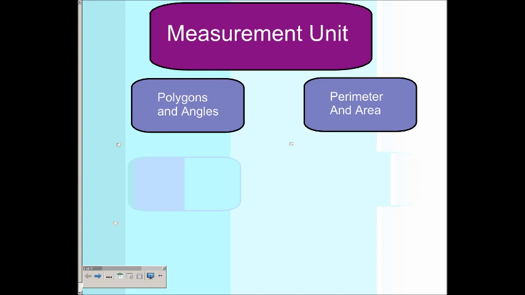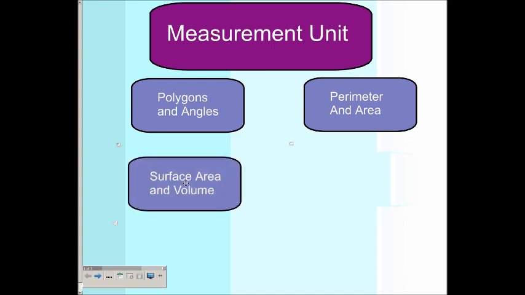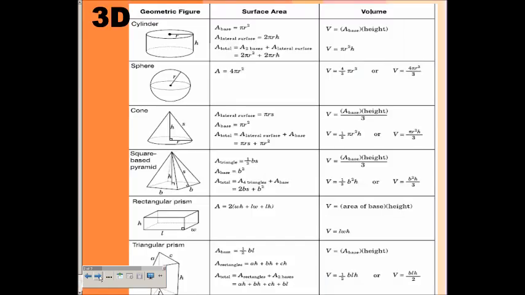We've already looked at polygons and angles, perimeter and area, and tonight we're going to look at the surface area and volumes of three-dimensional shapes. Just as a reminder, I want to show you the formula sheet that was given to you today, or yesterday if you're watching this tomorrow. It's got the surface area and volume for the following 3D shapes. We have a cylinder, sphere, cone, square base pyramid, rectangular prism, and triangular prism.